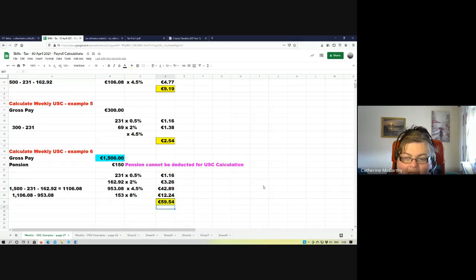Okay, and if I add that up there, that is all my 4 USC rates put together. Okay, and that is my weekly USC. So it's the exact same as doing the monthly one, except you have different band amounts, obviously, because we're doing weekly pay instead of monthly pay. Is that okay for that one?